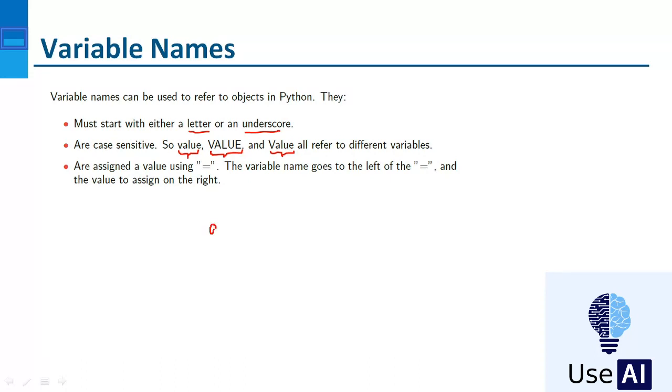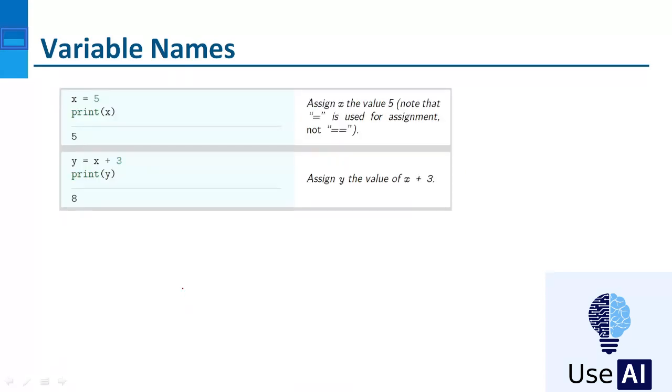Let us suppose a = 100. So a is a variable and you are assigning a value called 100 to a with the help of the assignment operator. Next, consider variable names like x = 5 and we are printing the value of x. So the x value is obtained as 5.